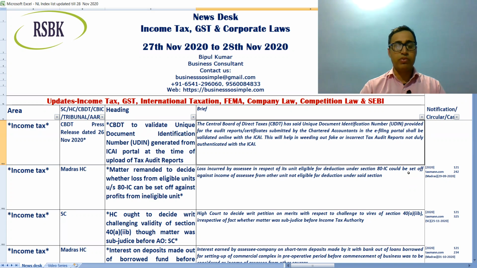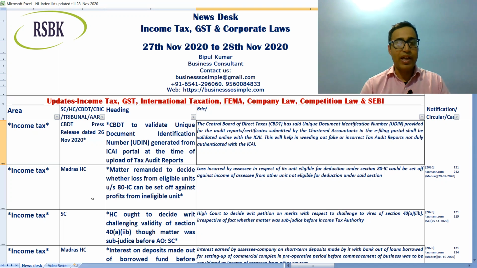CBDT press release dated 26 November 2020. In this press release, CBDT will validate the unique document identification number, known as UDIN, generated from the ICAI portal at the time of the upload of the tax audit report. The CBDT has said the UDIN provided for the audit report certificate submitted by the chartered accountant in the e-filing portal shall be validated online with the ICAI. This will help in weeding out fake or incorrect tax audit reports not duly authenticated with the ICAI.